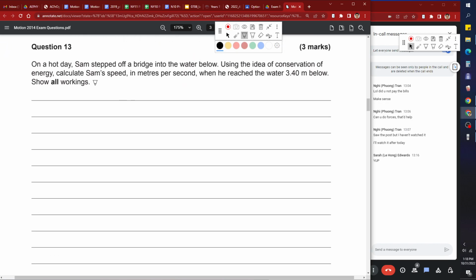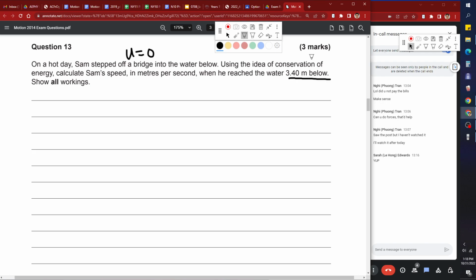Whew, I just got confused there when I said on a hot day. Anyway, Sam stepped off a bridge into the water below. I think he's going swimming, he's not jumping off a bridge. Using the idea of conservation of energy, calculate Sam's speed in meters per second when he reached the water 3.4 meters below. Show all working. So when he jumped off the bridge, obviously his velocity was 0.